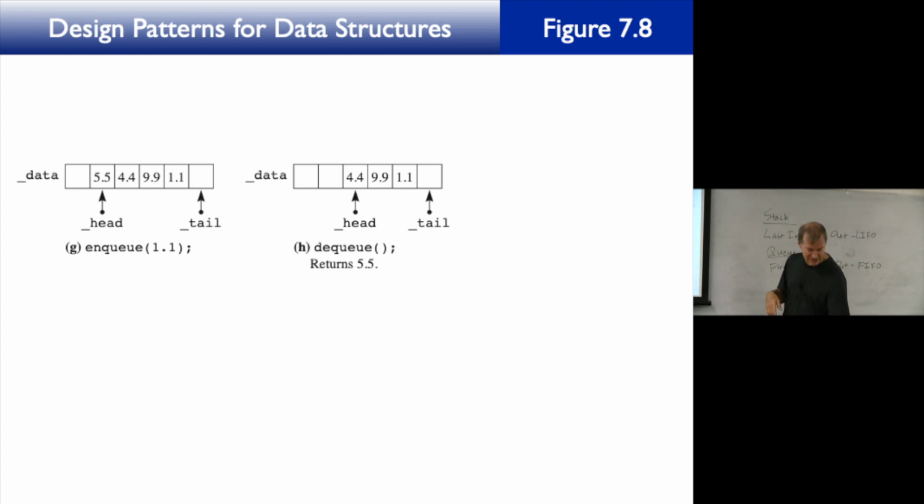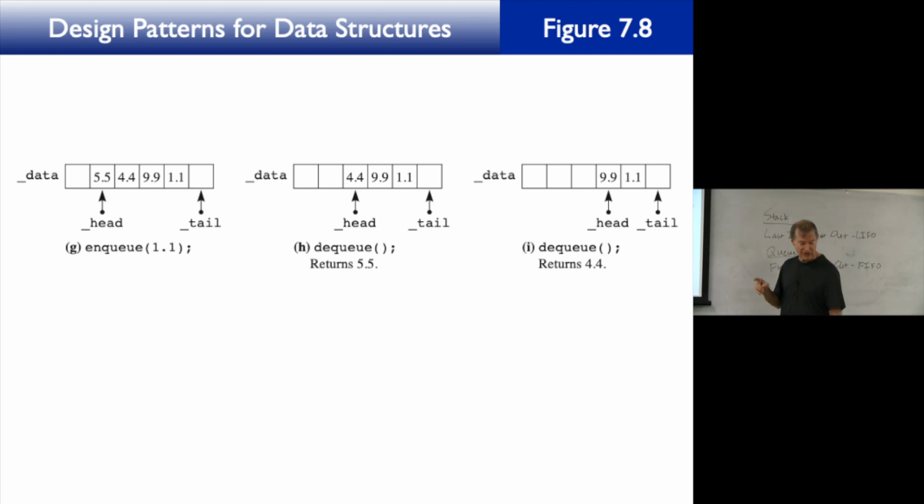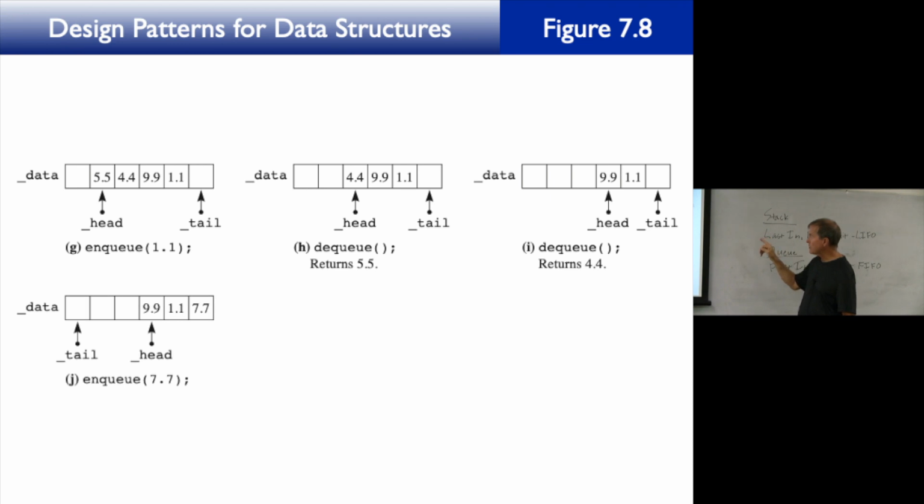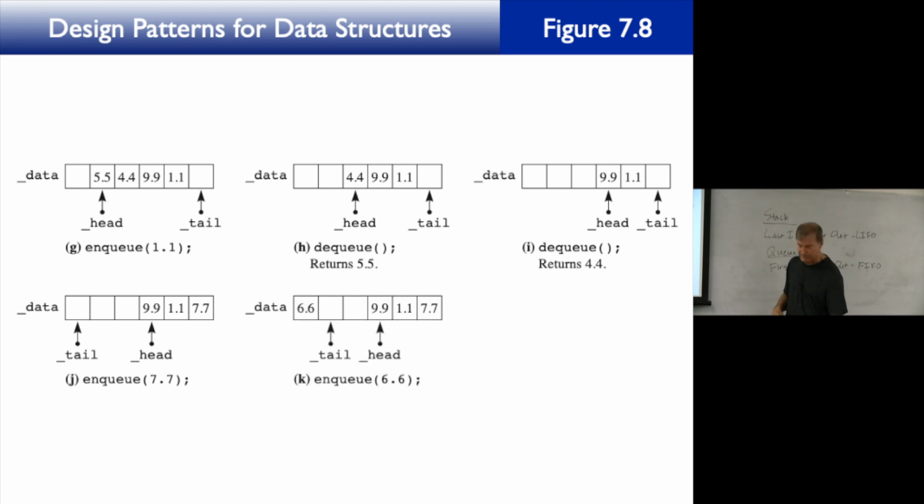Okay, so now what's going to happen is, DQ one more time, and now what happens in part I, and now what happens if you NQ 7.7? The 7.7 goes at _data sub tail, but now what does tail do? Tail gets up to what? It doesn't get up, it goes back to 0. All right, and now if we NQ 6.6, now we are at part K of the figure. Now look at you guys, let's contrast part G of the figure with part K of the figure.